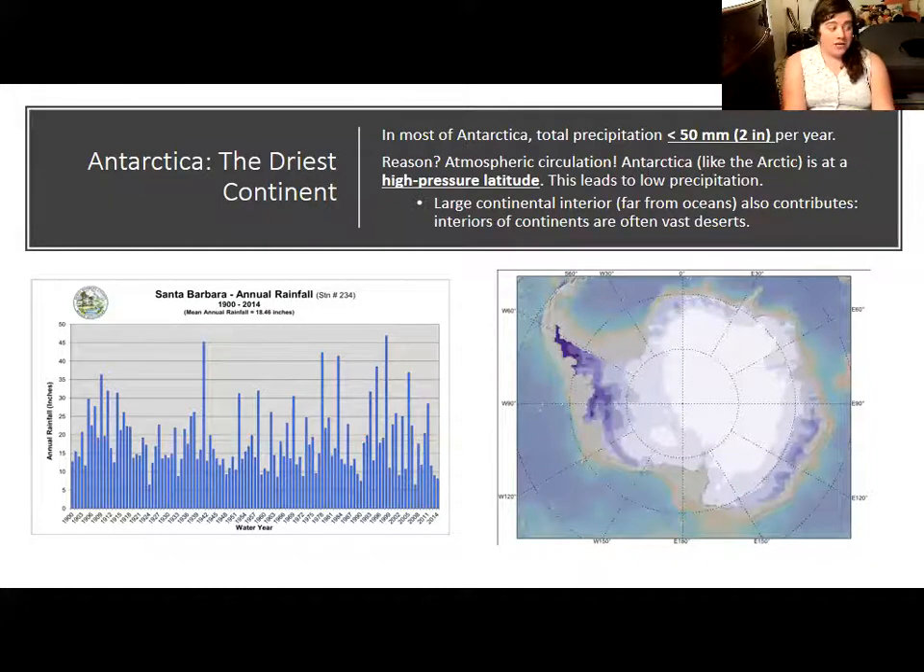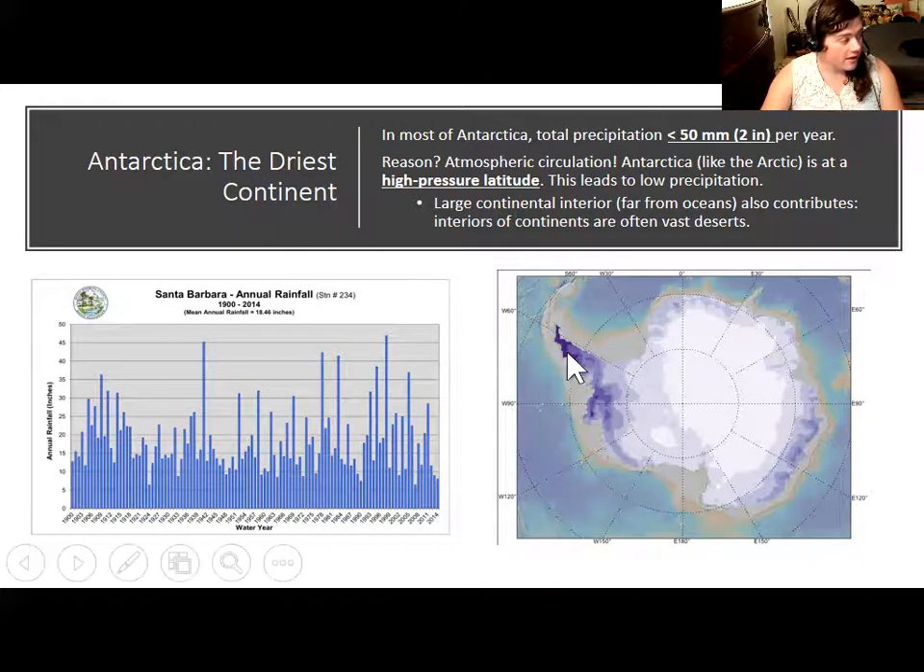Now, I mentioned that a lot of people don't realize how dry Antarctica is. Antarctica gets less than 2 inches of rain a year on average. Most of the continent, with the exception of a few areas near the Antarctic Peninsula in the diagram on the right, the darker areas like those in the northern Antarctic Peninsula, get a little more snowfall.